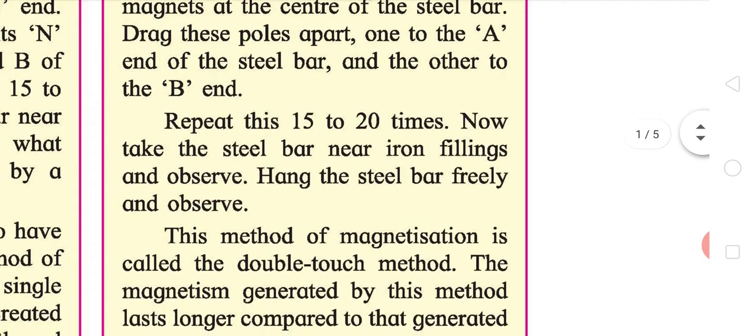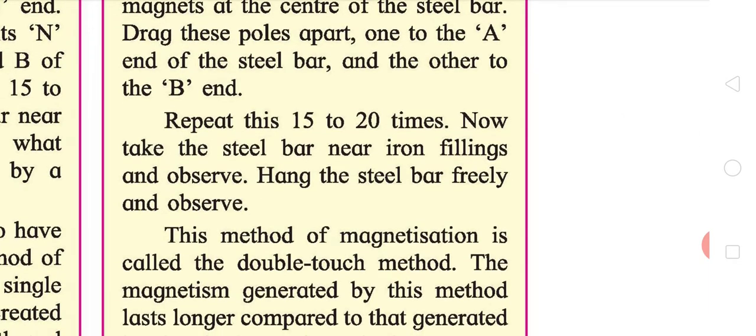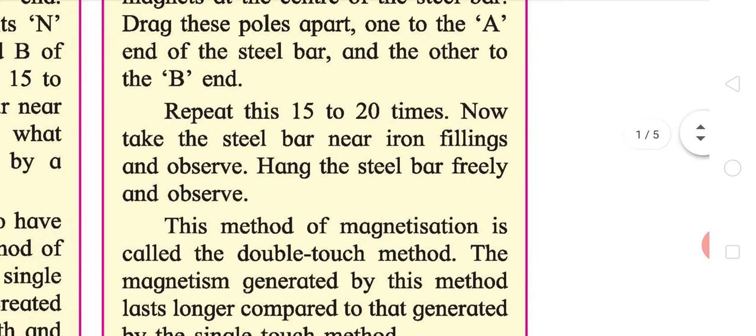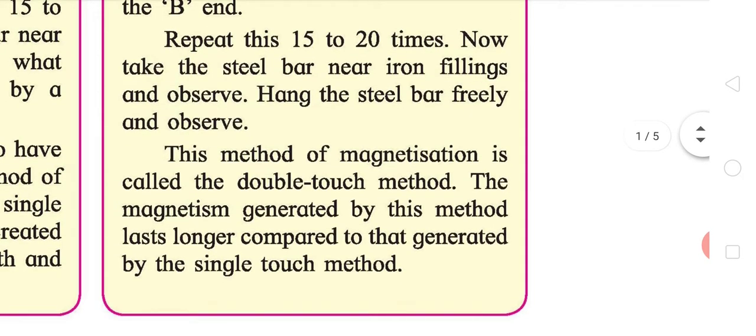Now, take the steel bar near iron filings and observe. Hang the steel bar freely and observe. This method of magnetization is called the double touch method. The magnetism generated by this method lasts longer compared to that generated by the single touch method.